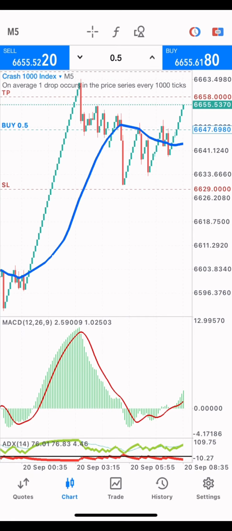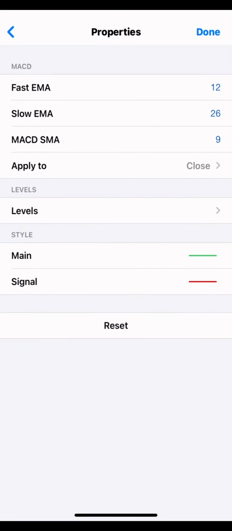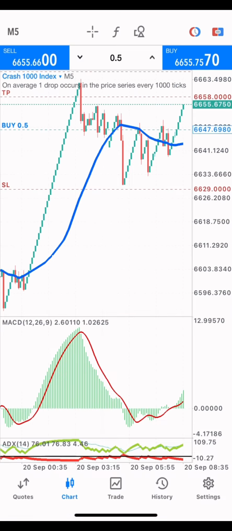Then we are going to use the MACD. The fast EMA should be 12, slow EMA should be 26, MACD SMA should be 9. Okay, then apply to close. Main signal should be green, while the signal should be red. Done. So those are the indicators we are using.